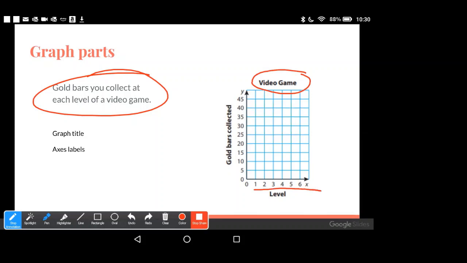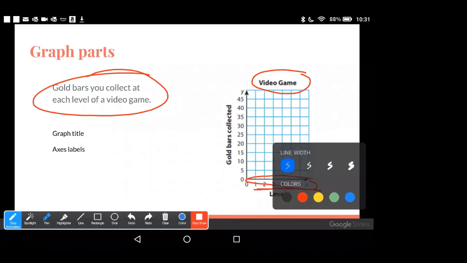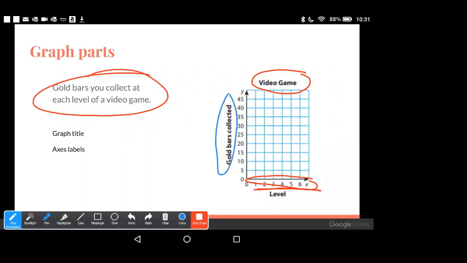I know that the x-axis is the number of levels, so I can look at that and say, okay, there's either 6 levels in this game, or I've gotten through 6 levels. So 1 through 6 here tell me the labels in the game. And then I look at my y-axis. My y-axis says gold bars collected. So collecting the gold bars is something that I'm going to be looking at, and from 0 to 45. So it looks like I probably don't get above 45 gold bars in each level, somewhere between 0 and 45.